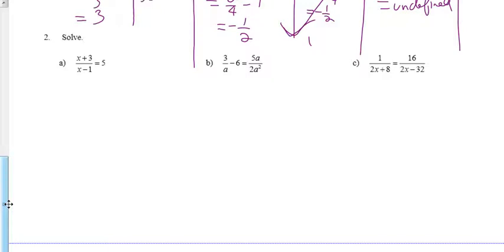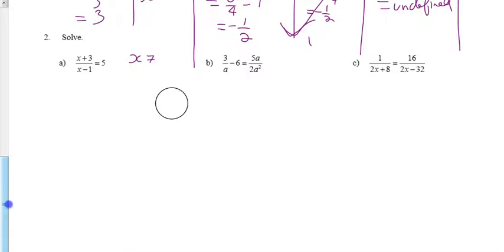All right, here we go. So let's start off. So, factored form, yeah, it's already factored, right? There's nothing to factor here. What's the restriction? That's 1.